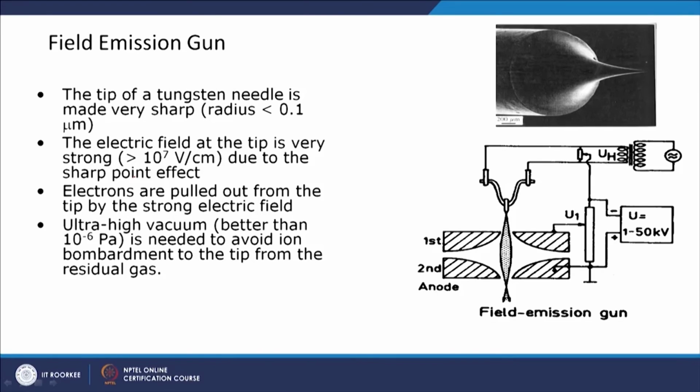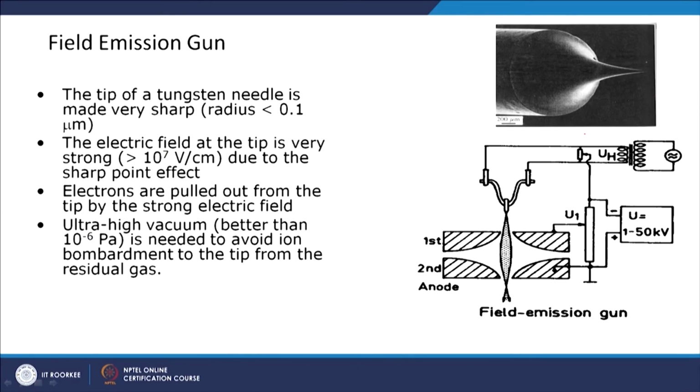In a field emission gun, the tip of a tungsten needle is made very sharp, with a radius of less than 0.1 micrometer. The electric field at the tip is very strong. So, if you make this kind of tip, the electric field at this tip will be very high. It is more than 10 to the power 7 volt per centimeter due to the sharp point effect. Electrons are pulled out from the tip by a strong electric field, and an ultra high vacuum better than 10 to the power minus 6 Pascal is needed to avoid ion bombardment of the tip from the residual gas.